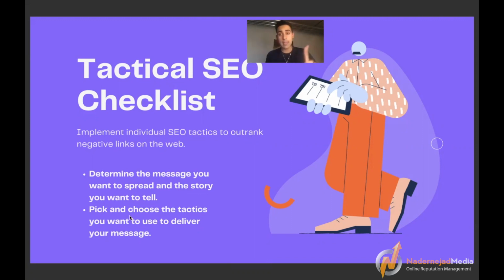So the first thing, again, let's revisit this. You want to determine the message you want to spread and the story you want to tell. So I had one client, his name is Bo Harper, and his message was that he is feeding hungry students in California. Everybody deserves to get fed. And he was all into nonprofit and hard work. Hard work, nonprofit, feeding everybody in California. And this was the messaging that came out of it.